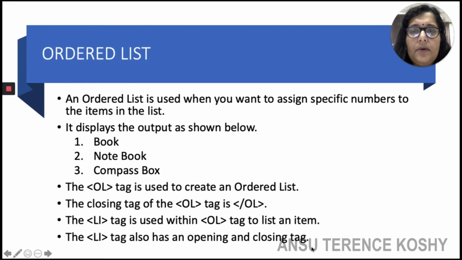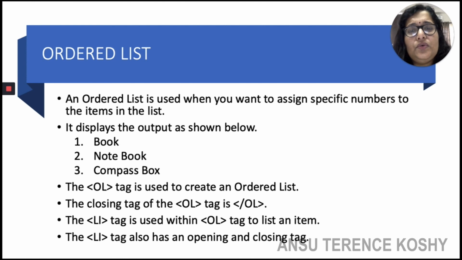Now let's talk about ordered list. An ordered list is used when you want to assign specific numbers to the items in the list. It displays the output as shown below. First one is book, second one is notebook, and third one is compass box. The OL tag is used to create ordered lists. So if it is an unordered list, it is UL tag. If it is an ordered list, it is the OL tag. The closing tag of OL is /OL.